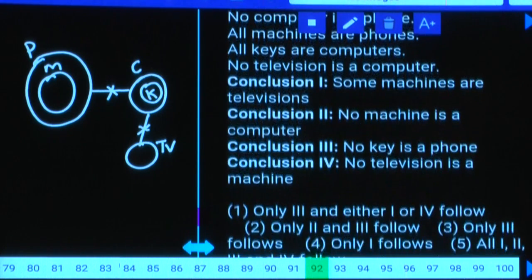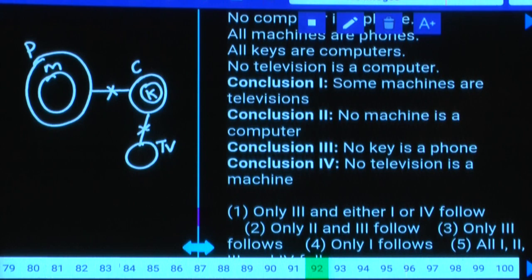Then first conclusion. Tell me what is the first conclusion here? Some of the machines are televisions. Some machines are televisions, true or false. Machine is here, television is here, no intersection. No machine is a computer, as of now it is definitely true. No key is a phone. Key and phone, now also it is definitely true. And no television is a machine, this is also definitely true. Out of these 4 conclusions given, 2, 3 and 4 follow.